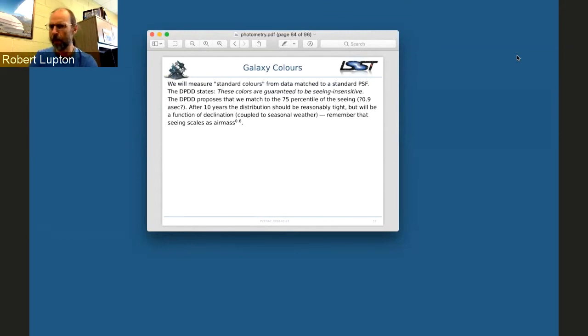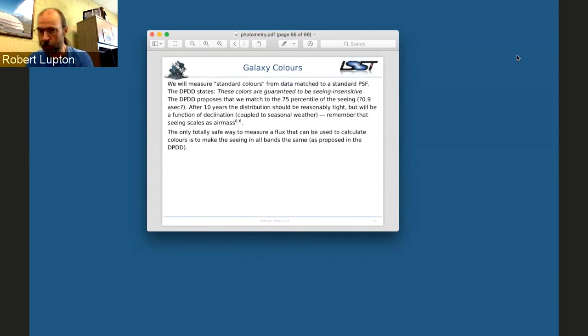We should go and talk to people like KIDS. KIDS normalize all their seeing. I don't remember what they did for this in the end. Conrad is, I think, the person to talk to. Okay, so the only safe way to measure a flux that can be used for colors is to measure the seeing in all the bands. That's what we said we would do in the DPDD.